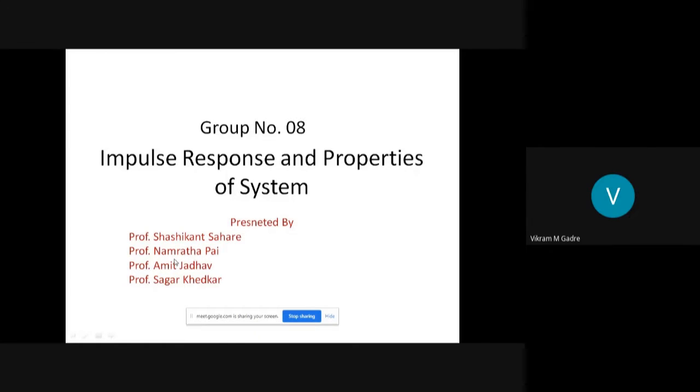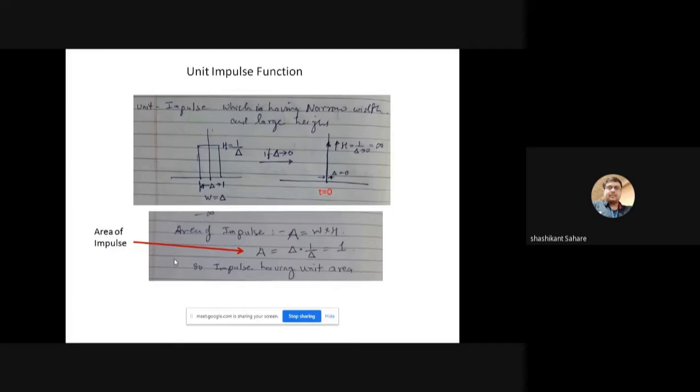Okay, very good. Okay. So this is just a formal presentation I have made. I just wrote all the mathematical equations and whatever I understood, took a snapshot and pasted it on the PPT. So I will start with the simple definition of the unit function.